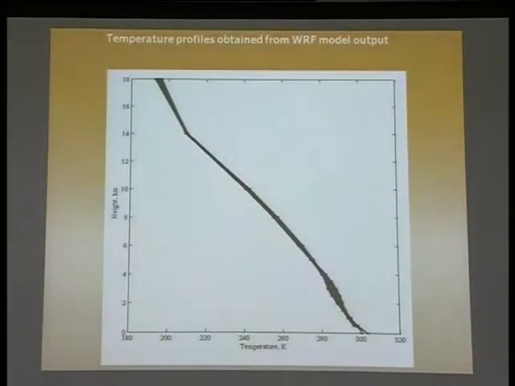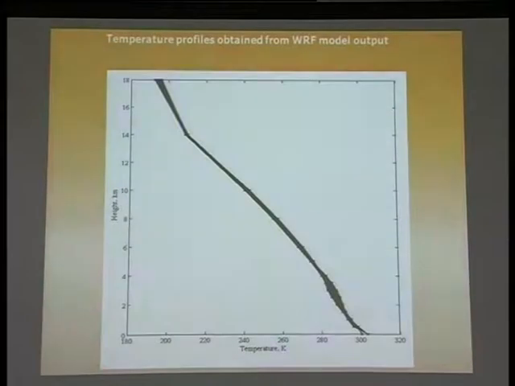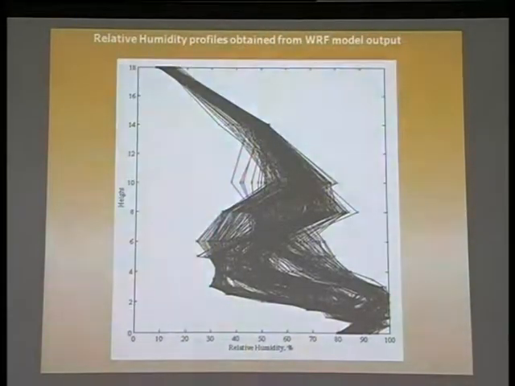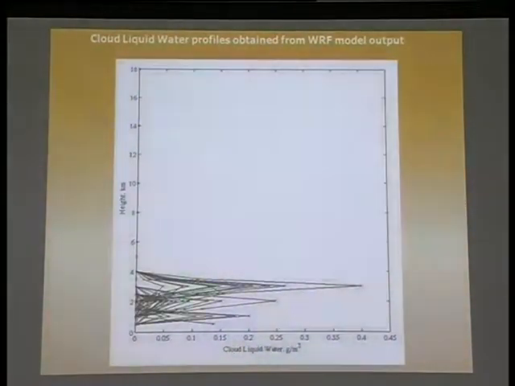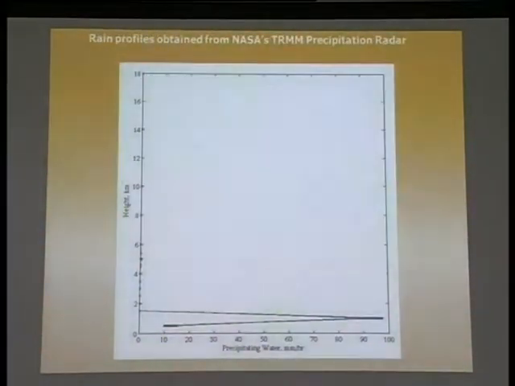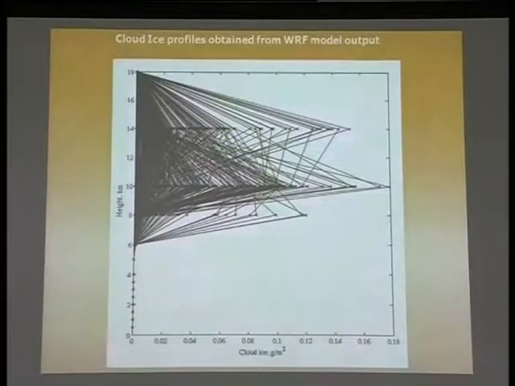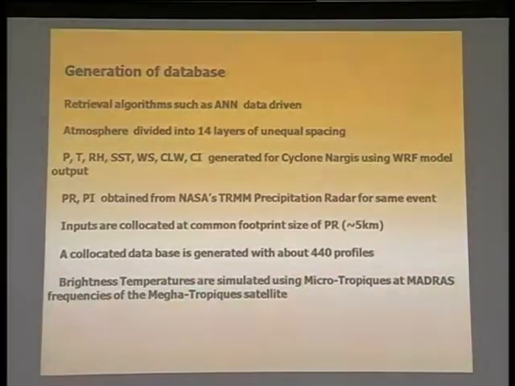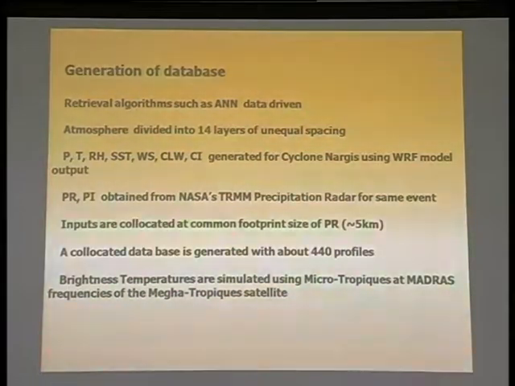So these are the temperature profiles obtained. These are the various profiles: temperature profiles, pressure profiles, relative humidity profiles. Then these are the cloud liquid water profiles, rain profiles, then cloud ice profiles and precipitating ice profiles. So we generated the database, and this is one strategy.